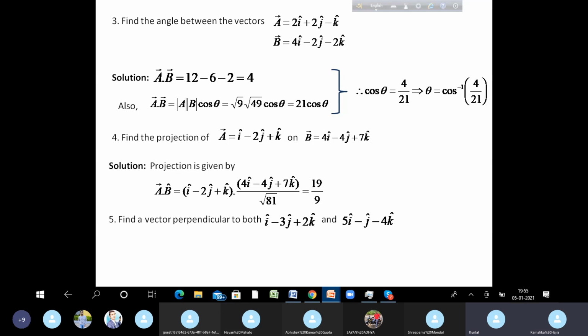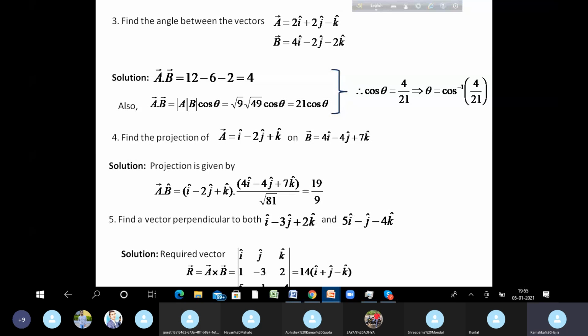Dot product? Not dot product. Dot product gives you a scalar. Cross product, right? The result of a dot product is a scalar. Here you have been asked to find a vector. So you simply take the cross product. Okay?